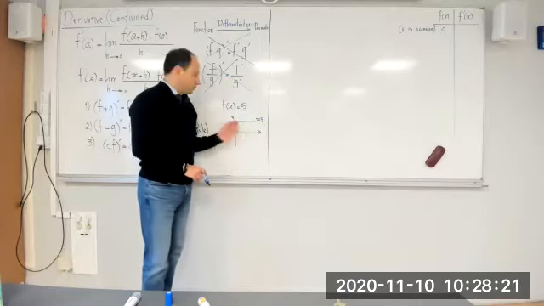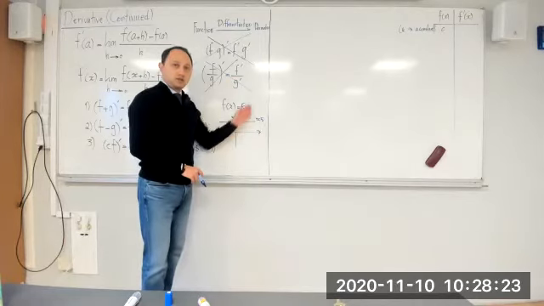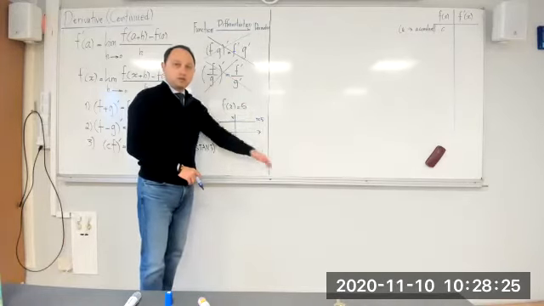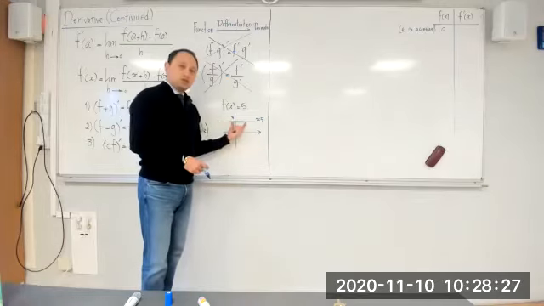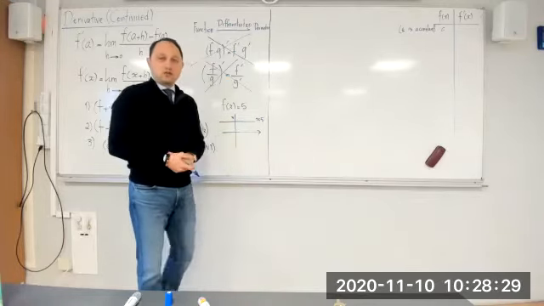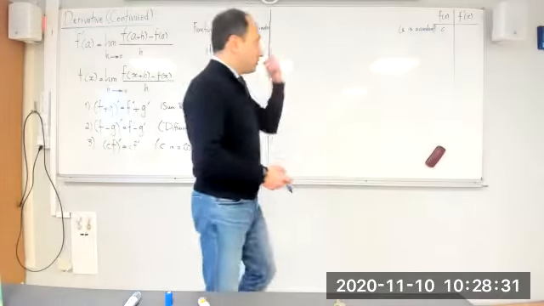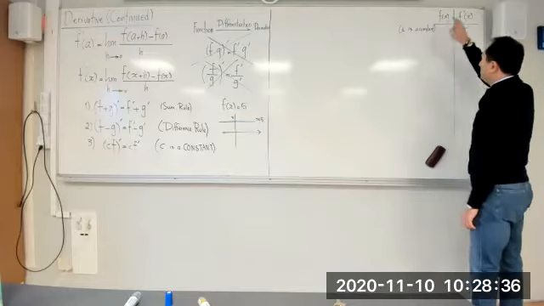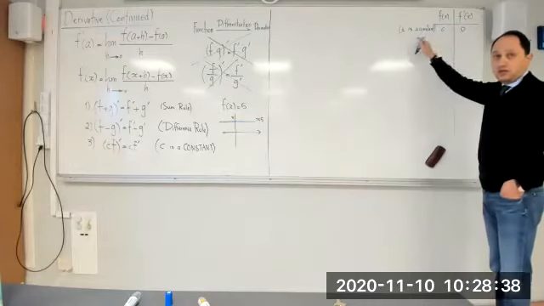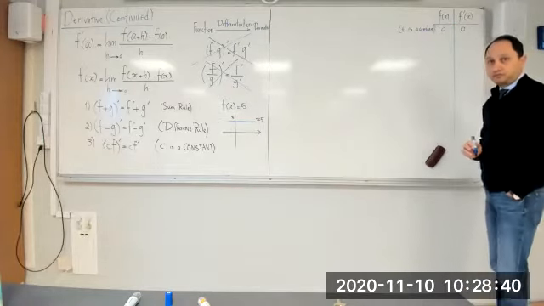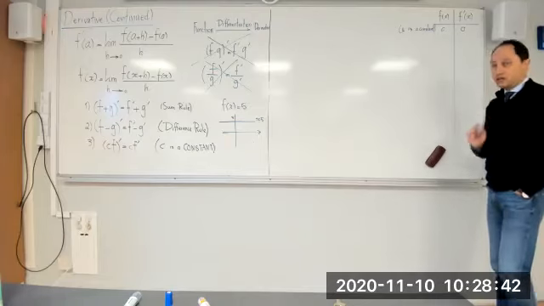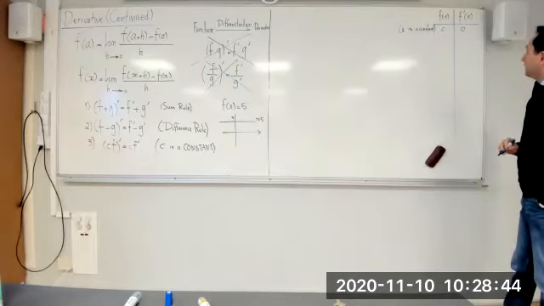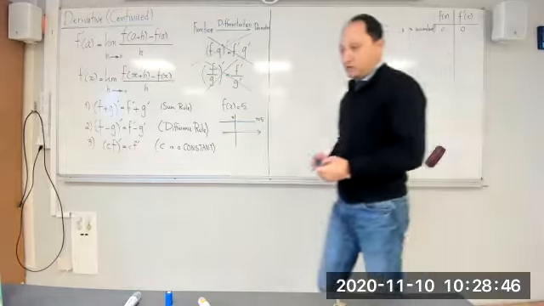Zero, because this function is a constant. It doesn't go up, it doesn't go down. So the rate at which the function is changing is 0, because the function is not changing at all. So the derivative of this is 0. Remember, the derivative of any constant function is 0. Only a constant function.